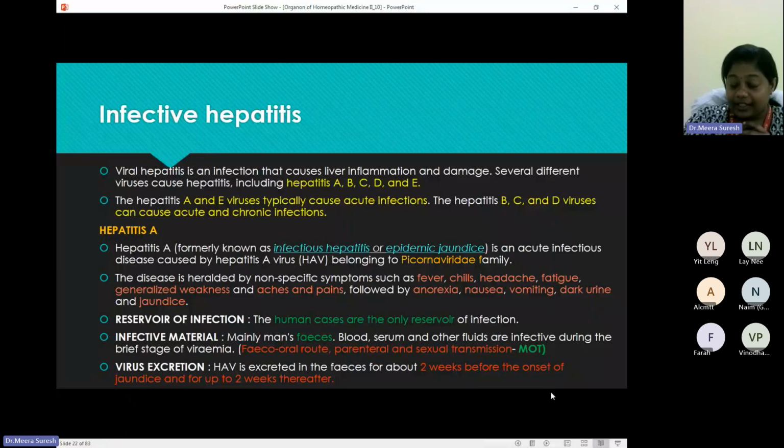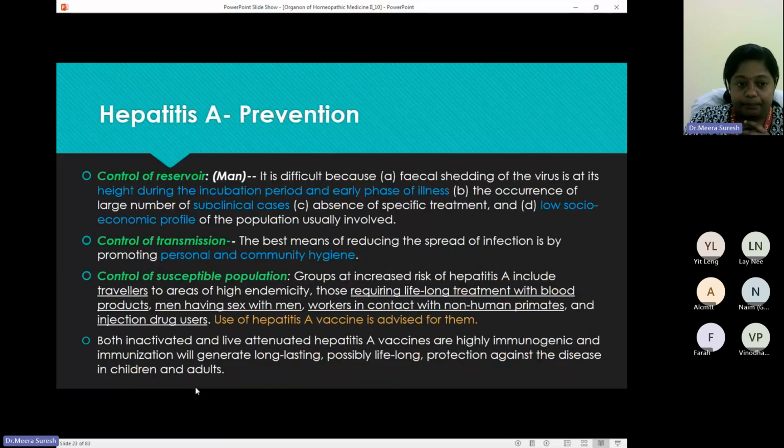But the transmission that happens before the development of jaundice is mostly through inconspicuous symptoms: fever, chill, headache, the symptoms of any viral disease. So we are not able to differentiate. So in these 2 weeks before the onset of jaundice, the patient does have the ability to transmit the disease.